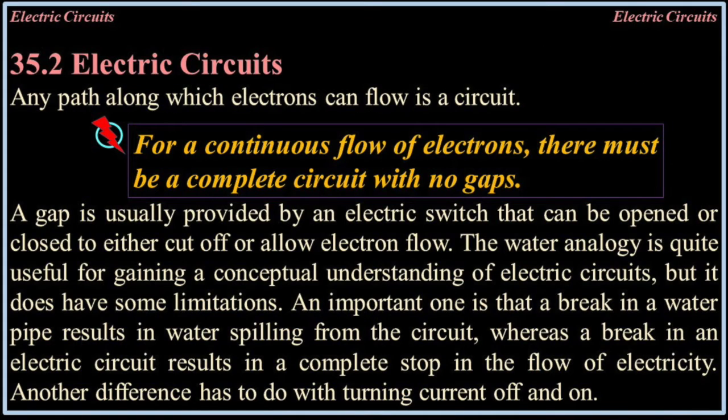35.2, Electric circuits. Any path along which electrons can flow is a circuit. For a continuous flow of electrons, there must be a complete circuit with no gaps. A gap is usually provided by an electric switch that can be opened or closed to either cut off or allow electron flow.